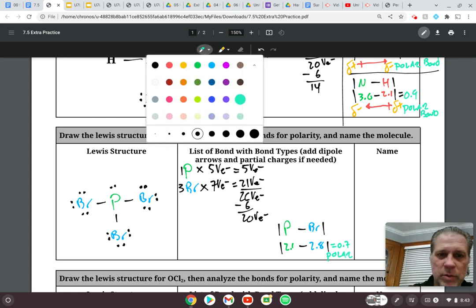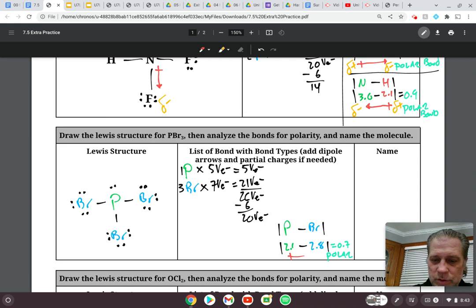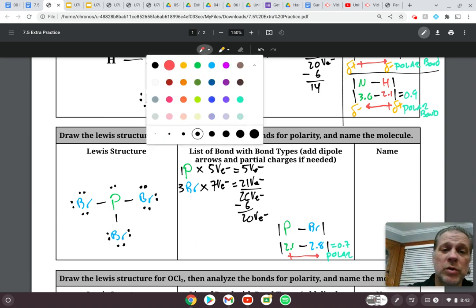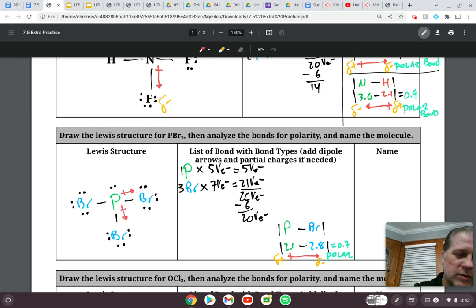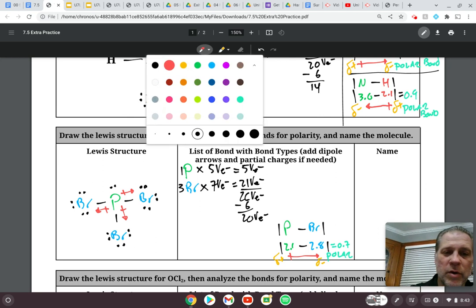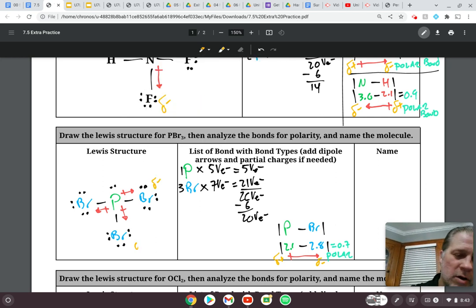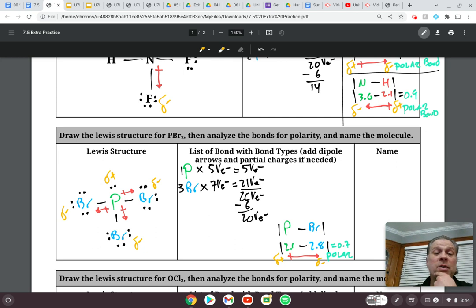covalent bond. And so just like we did up above, we are going to draw the dipole arrow toward the larger value. And then we are also going to remember that the delta positive is on the smaller value and the delta negative is on the bigger value. So when I go to draw my dipole arrow, I'm going to draw one from phosphorus to bromine on each of the bonds. And then I'm going to go and add the delta negative on all of the bromines and a delta positive on the phosphorus.